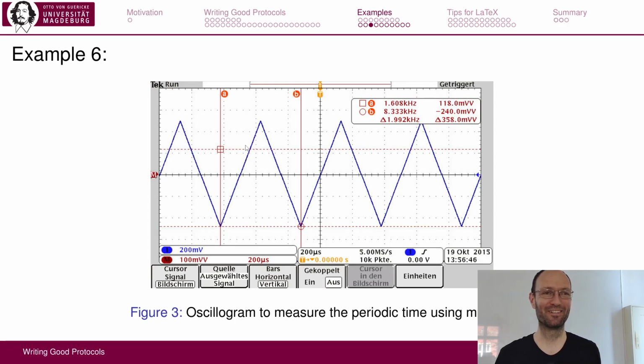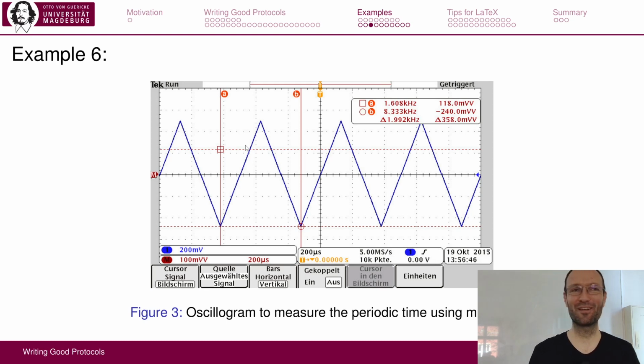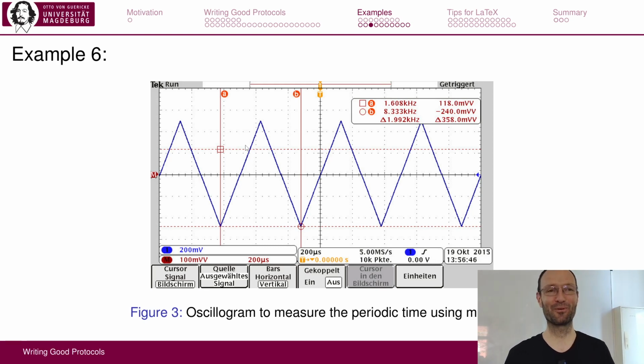You had a different comment? Sort of? Okay, explain, the others can think about the periodic time. Because this was the idea of this measurement, to show the periodic time using markers. So what is the periodic time?